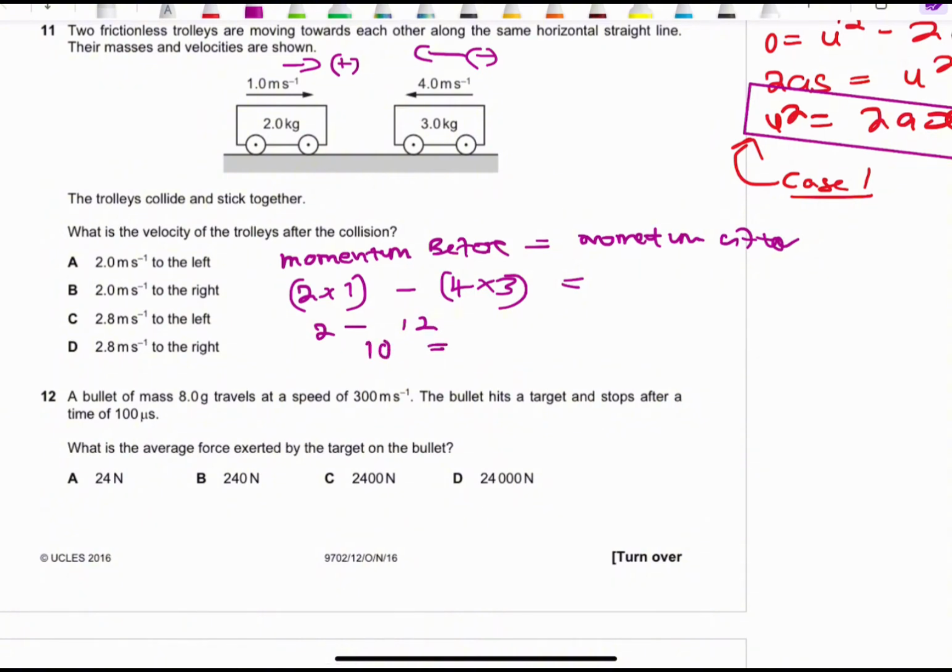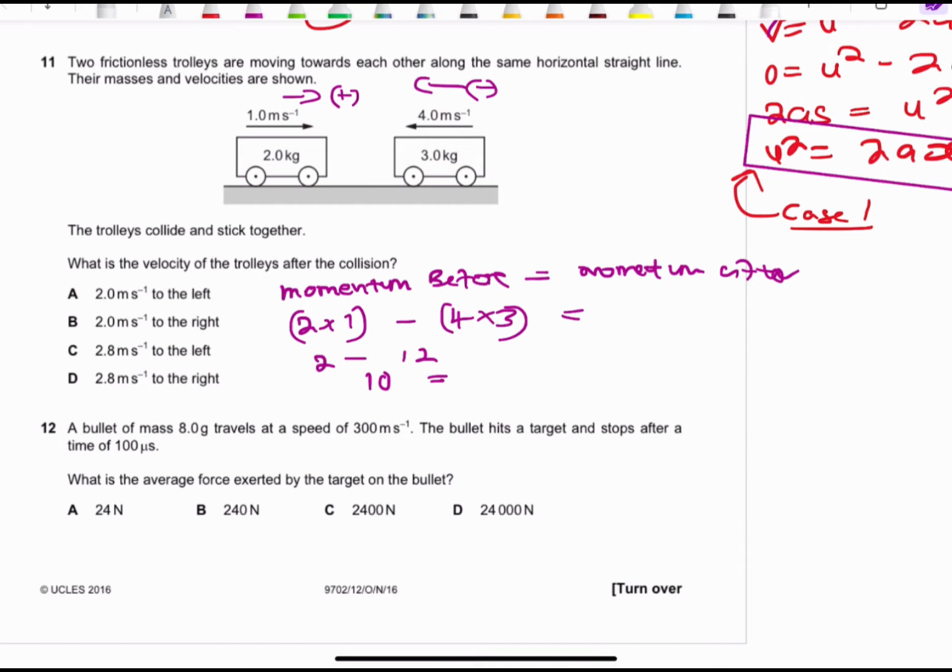But after the collision, what's going to happen? They're going to stick together. So let's remove this particular force. They're going to form one body because they have stuck together. This has mass 3 kg and that has mass 2 kg. Instead of moving with 4 meters per second, that goes away, and they're now going to move forward with one velocity v. And that's the velocity that we want to find.